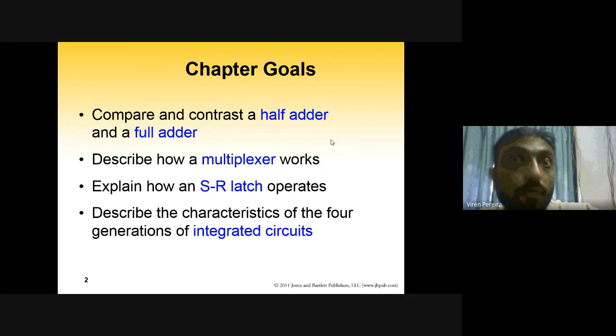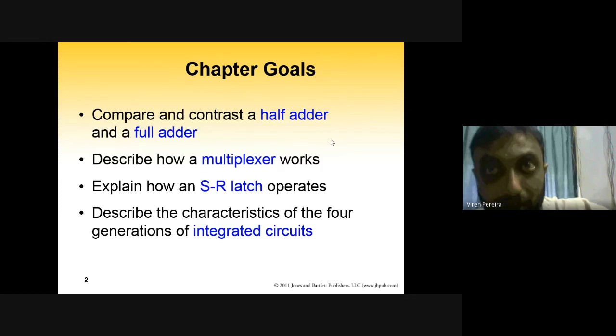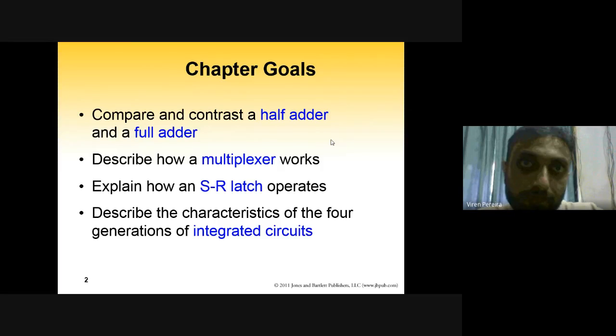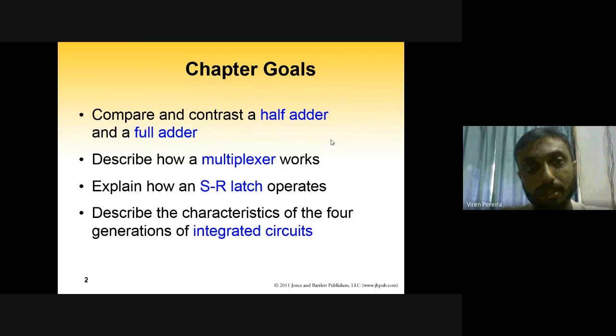But if it is an XOR gate, what do we get? 1 plus 1 gives us basically 0. But we can have a carry forward. So we can get what? 1 and 0. So the carry is 1 and 0 is your answer. So how can we use a full adder to add?